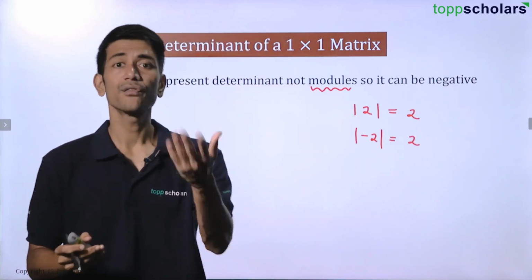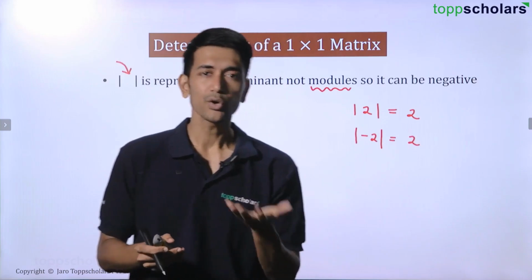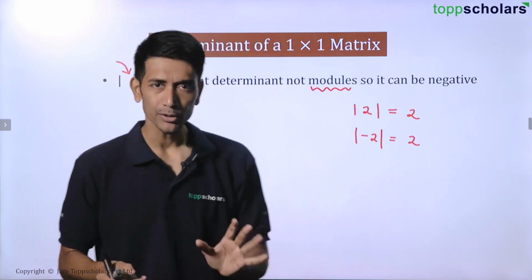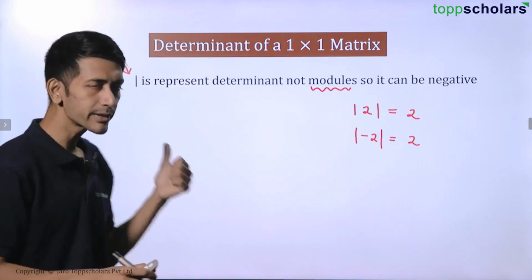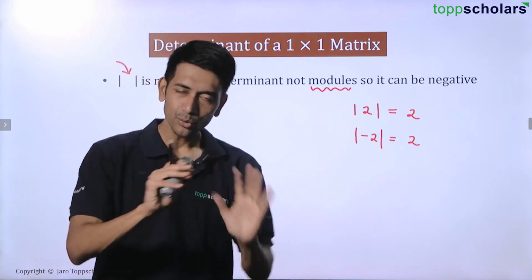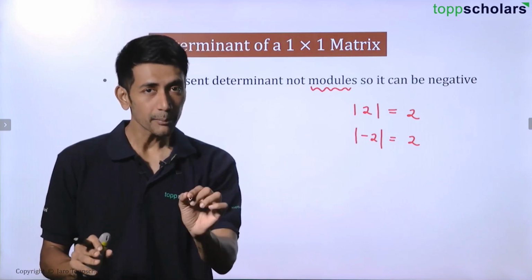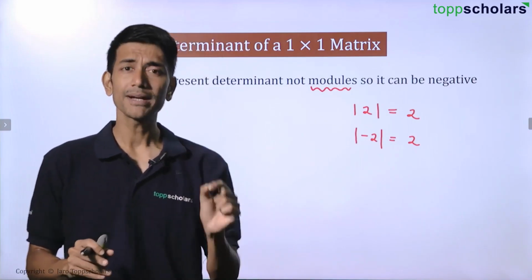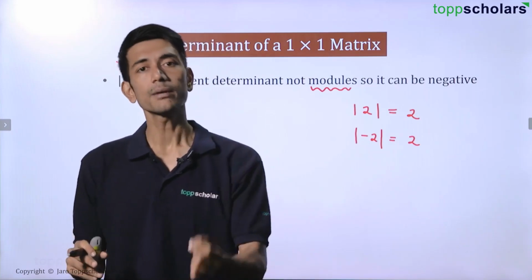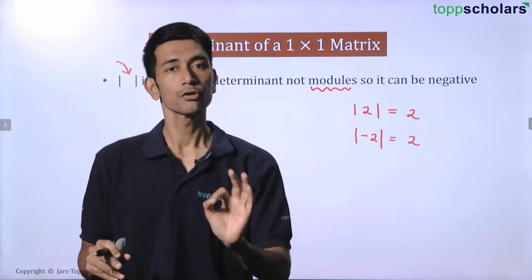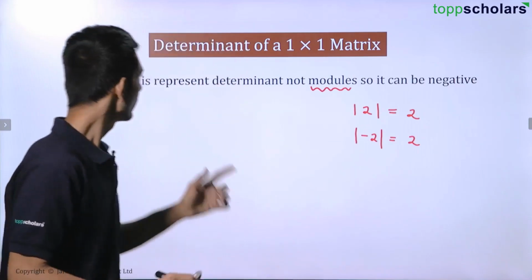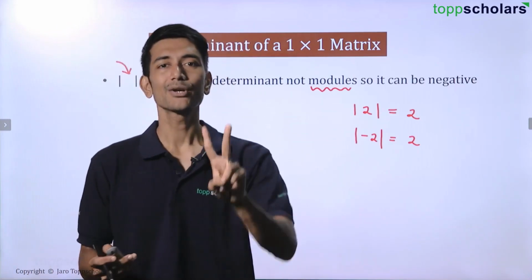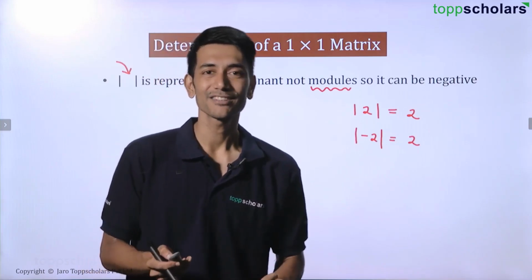Examples of mod like your weight. If I ask you what is your weight, it cannot be negative, right? If I ask you height, it cannot be negative. So that is all modulus. But here we are talking about determinant, and determinant has no relation with modulus. So determinant of a matrix can be positive also. Determinant of a matrix can be negative also. Determinant of a matrix can be 0 also. So please don't mix up your determinant with your modulus. Both of them are two different things. I hope this part is clear to you.